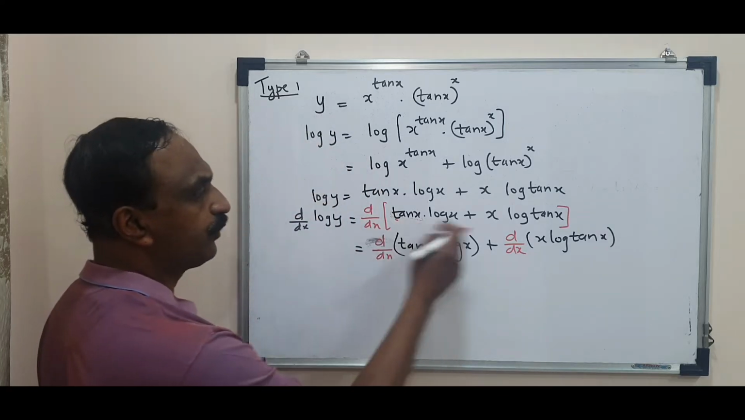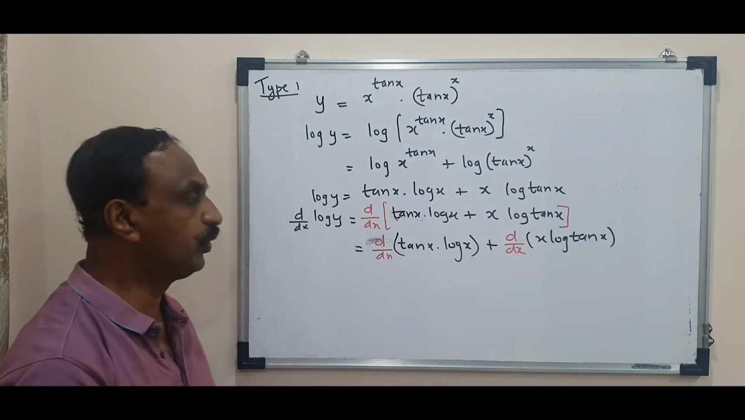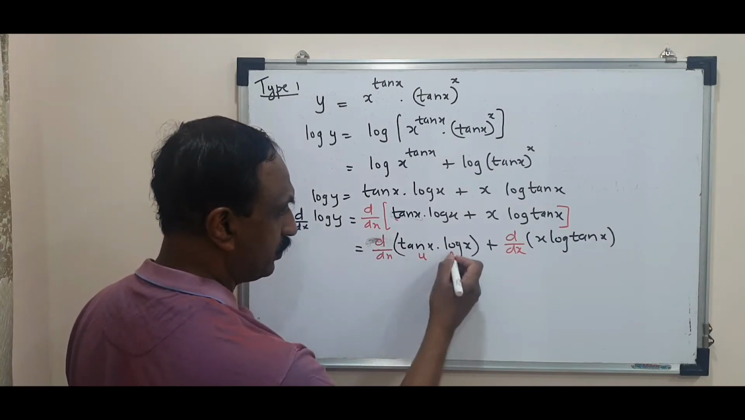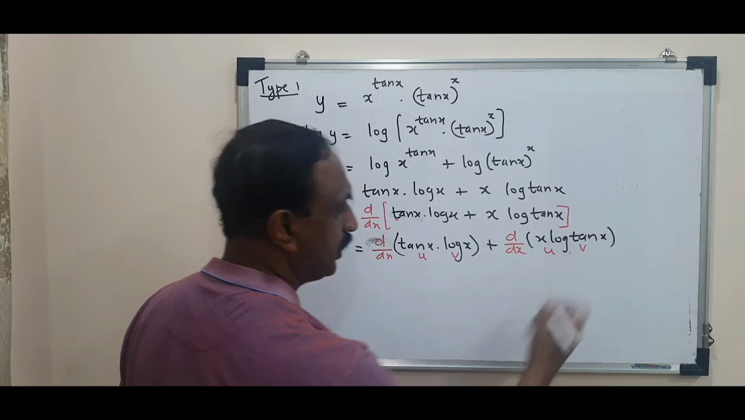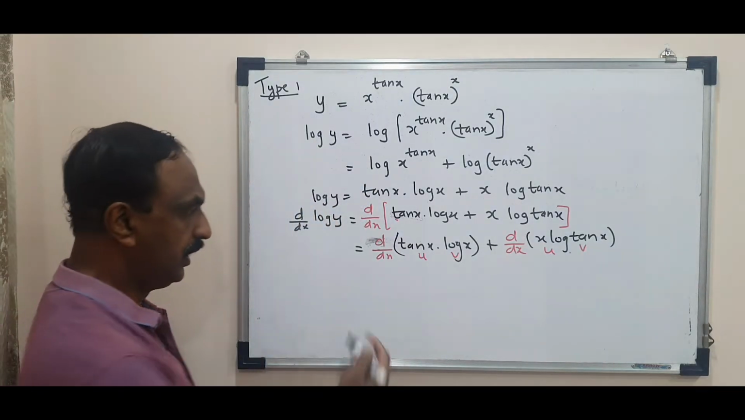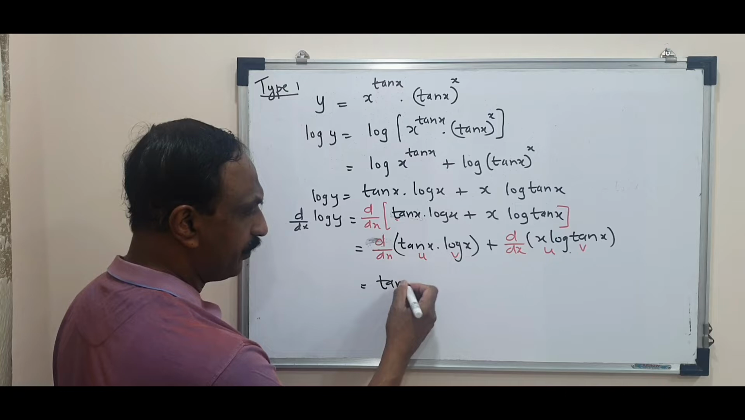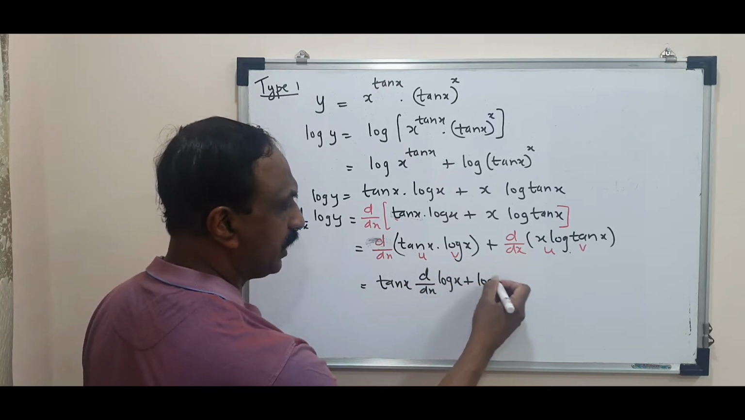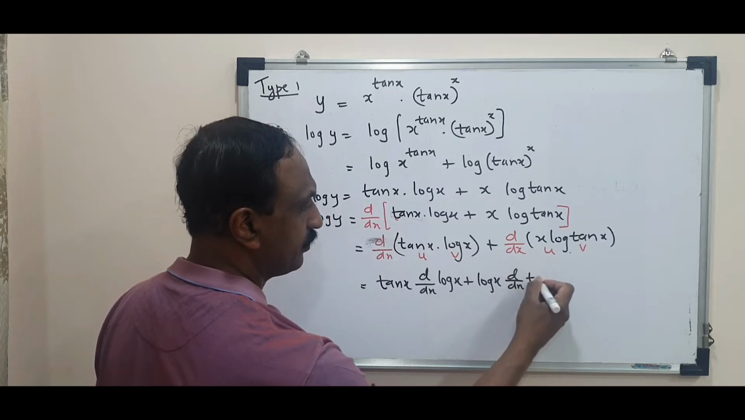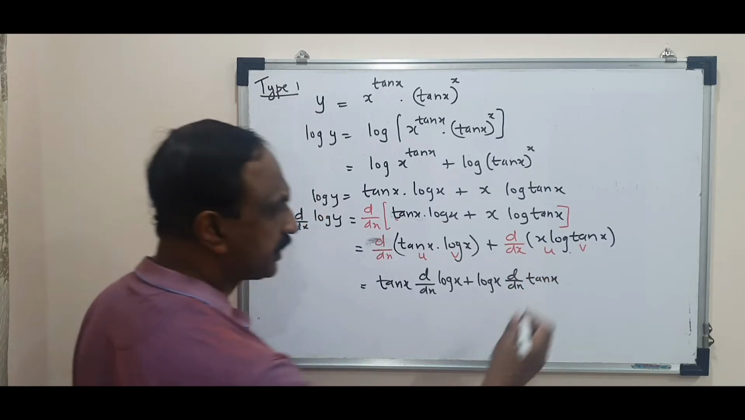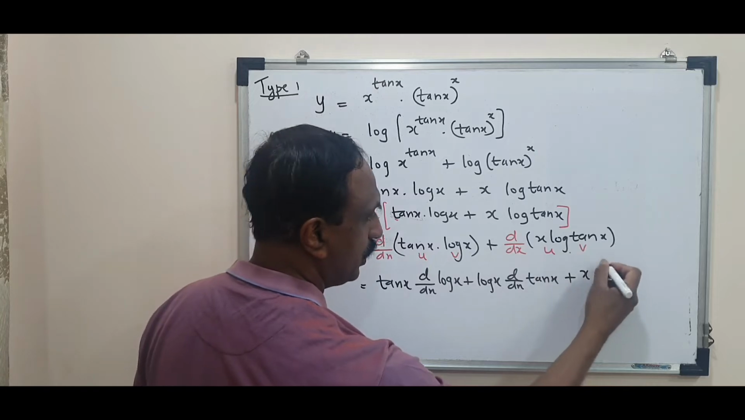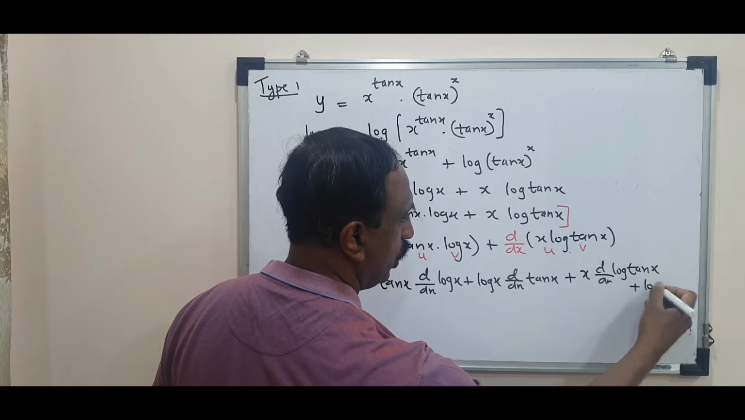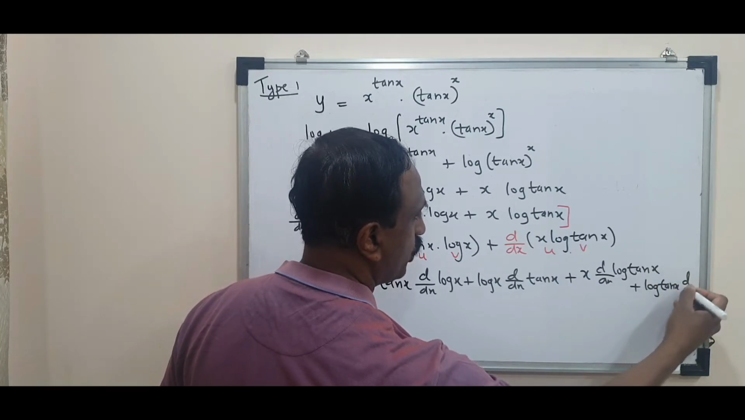So you know that the derivative of u plus v is derivative of u plus derivative of v. Now this is a product too. This is u into v. This is also u into v. So how do you find the derivative of u into v? It is tan x into derivative of log x plus log x into derivative of tan x, plus x into derivative of log tan x plus log tan x into derivative of x.